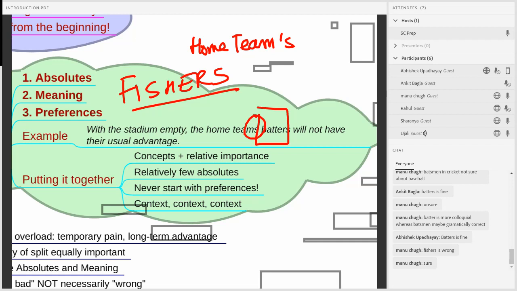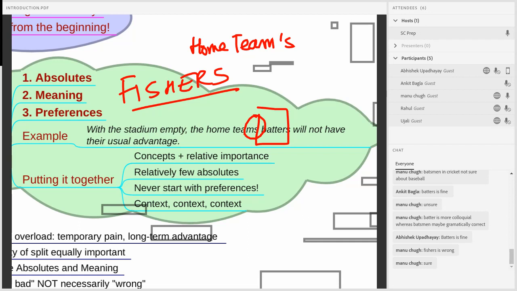Got it? So Ujali saying this, Manu is absolutely dead sure that fishers is wrong. So let me give you the context over here. Batters is a word that I used in my own sentence. I've never seen it in a GMAT question. Manu, fishers I have seen in a GMAT question.